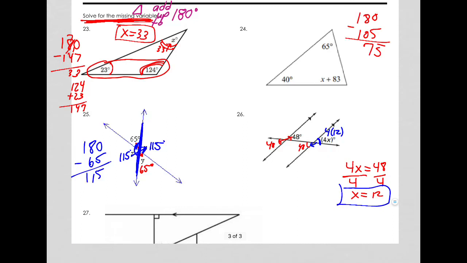Alright, so if that got you lost, let me just slow down a tad bit and show you which ones should all be congruent. So 48 is across from that one, so those are vertical angles. They should measure the same thing.